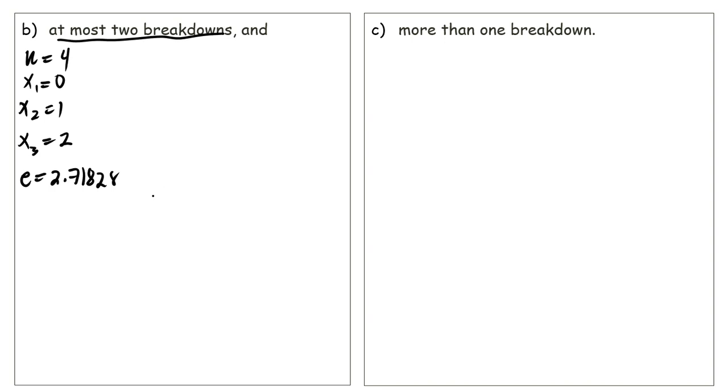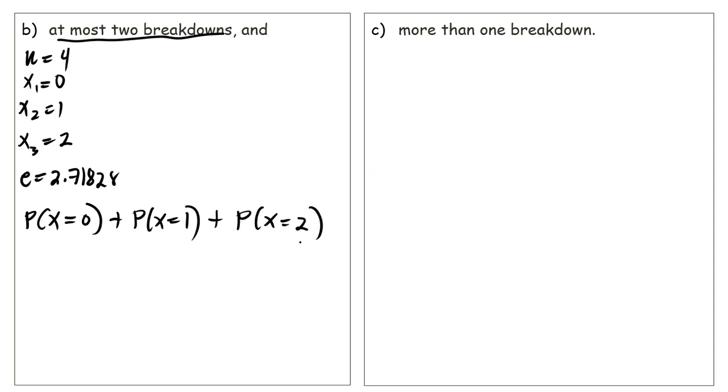Okay. Sige, let's start to solve at most 2 breakdowns. So first, we have the probability of x is equal to 0 plus probability where x is equal to 1 plus the probability where x is equal to 2. So substitute lang. So same formula po. We have formula po natin. Sige, sulat ko yung formula. P of X is equal to mean raised to x, e raised to negative mean, over x factorial.